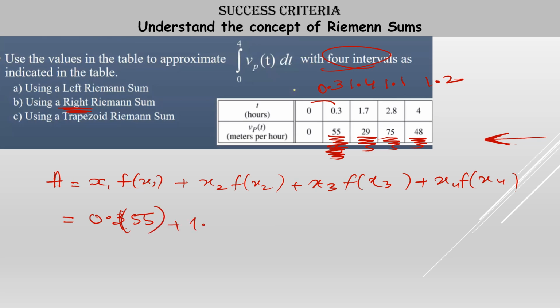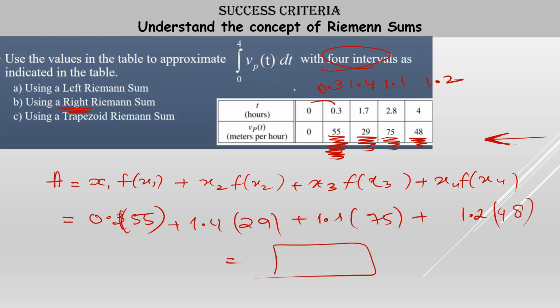So x2 is 1.4 and f of x2 is 29. x3 will be 1.1 and f of x3 will be 75. x4 will be 1.2 whereas f of x4 will be 48. Put it in the calculator and get the answer.